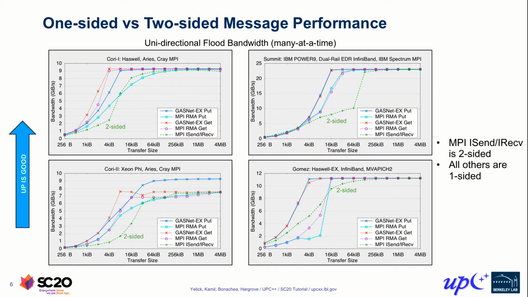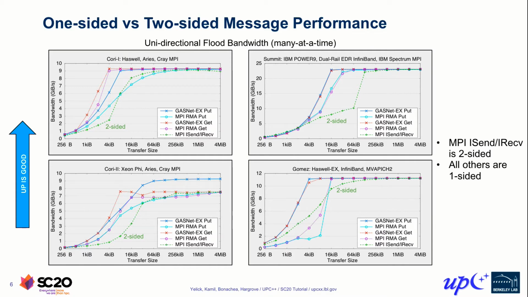Before talking about the programming model, let's look at quantifying the benefits of this one-sided versus two-sided communication model. And what we're seeing here is the bandwidth for various message sizes on 4 different machines with 2 different networks. On the left-hand side, we have the Aries network, and on the right-hand side are InfiniBand networks. These are bandwidth plots, so up is good. This is not running time.